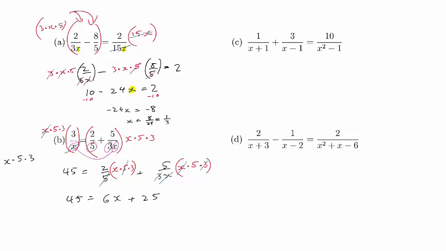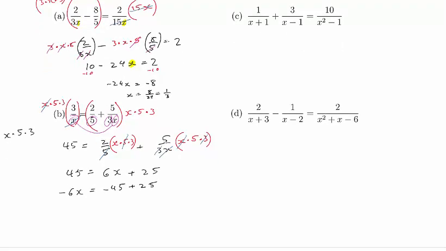All right, so let's go ahead and rearrange this. We subtract 6x from both sides. So we have negative 6x equals negative 45 plus 25. And let's simplify that right-hand side. Okay, divide both sides by negative 6, and so we get 20 divided by 6. And note that's the same thing as 10 over 3. Okay, so 10 over 3 is the answer.